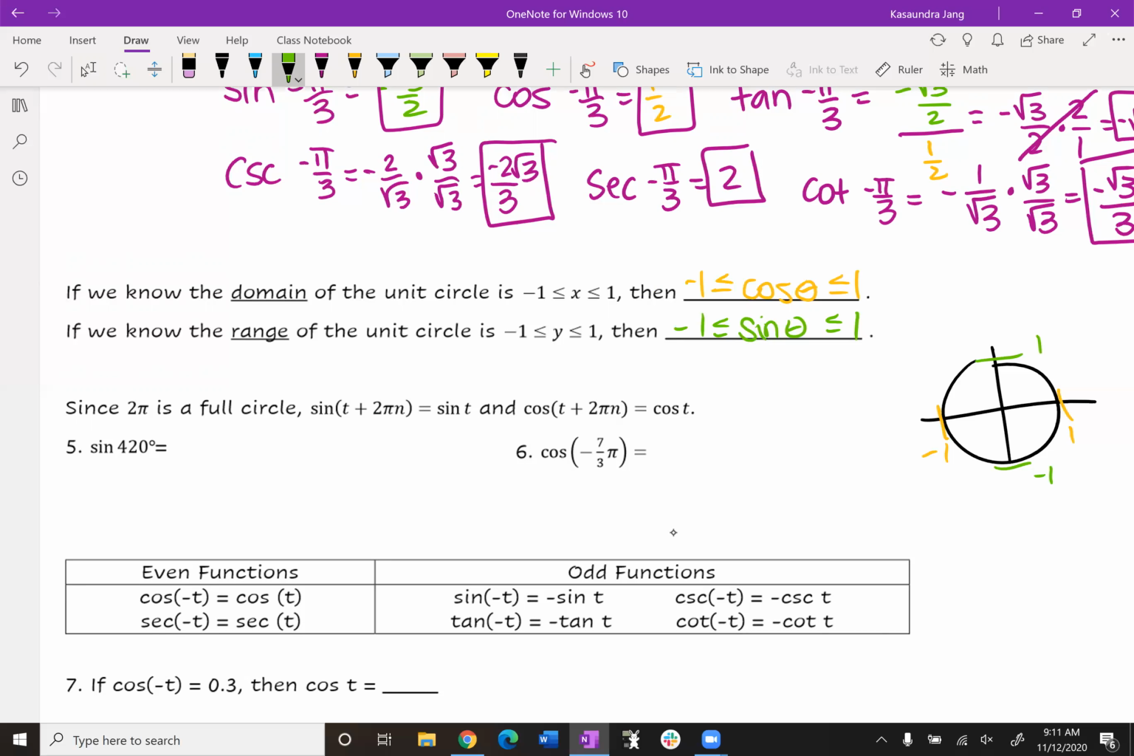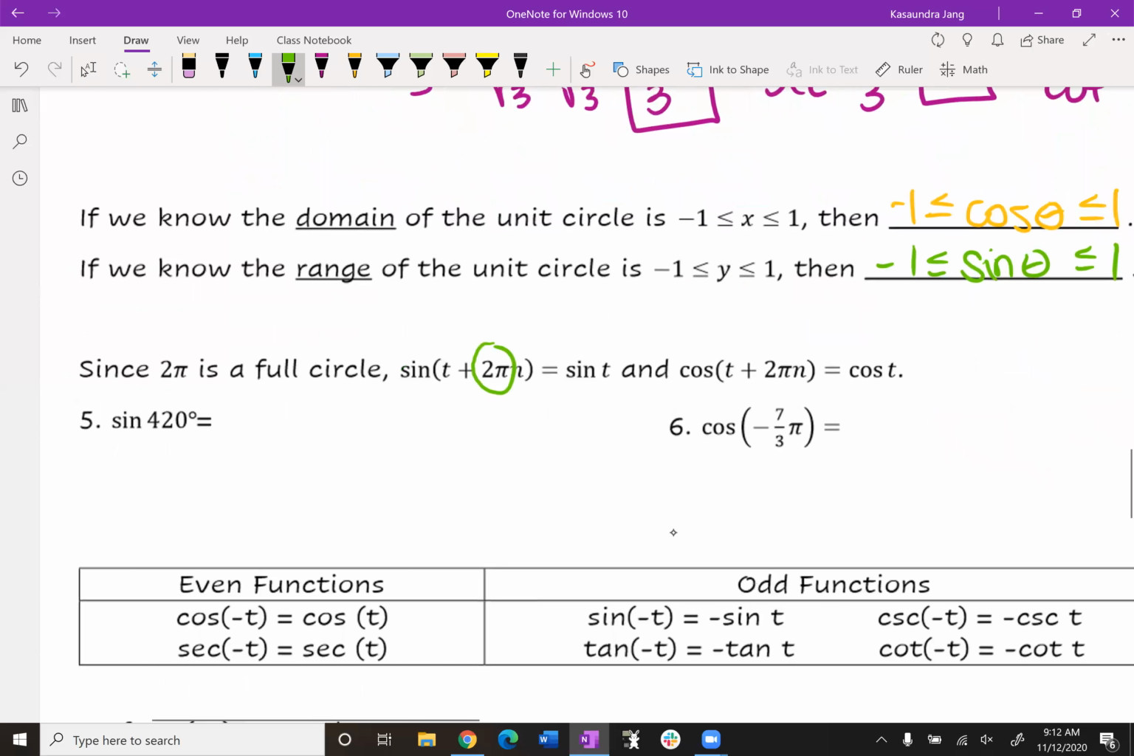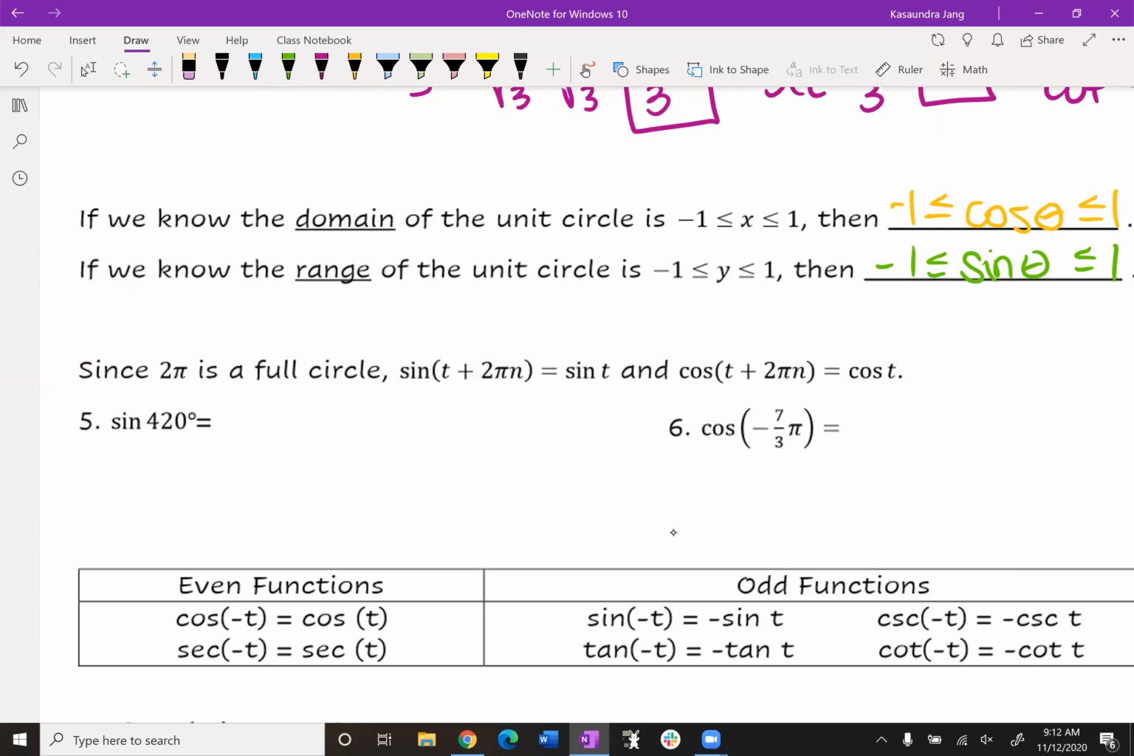All right, so then 5 and 6. Since 2 pi is a full circle, you're going to do sine of t plus 2 pi n equals sine of t. So, okay, let me clarify what this is even talking about. Sine of some angle, and you're going to add 2 pi, a full circle, right? And it's 2 pi times n, like some n number of full circles.